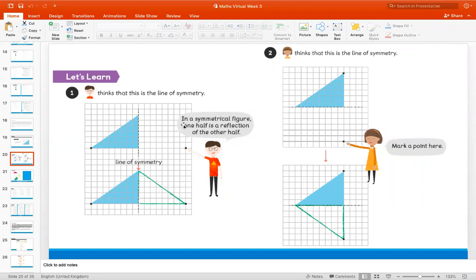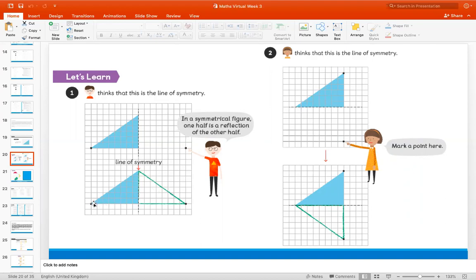This is because he says in a symmetrical figure, one half is a reflection of the other half. We know that both of the halves are exactly the same. So if you look down at the line of symmetry, here's the center point. You can count how many squares we go across to come to the end. So it is 1, 2, 3, 4, 5, 6, 7, 8.